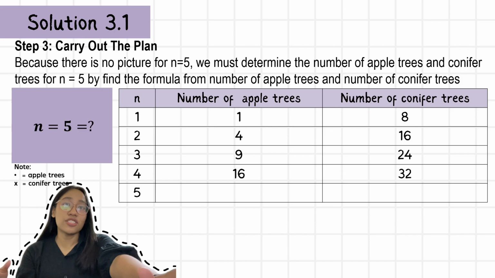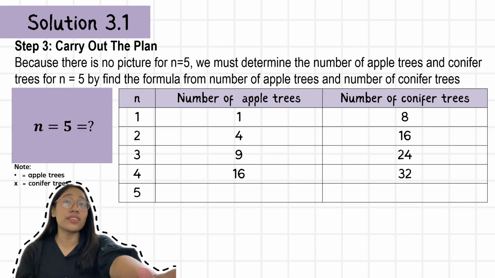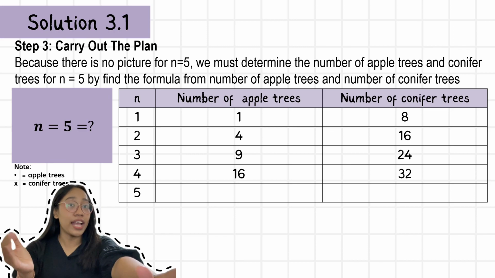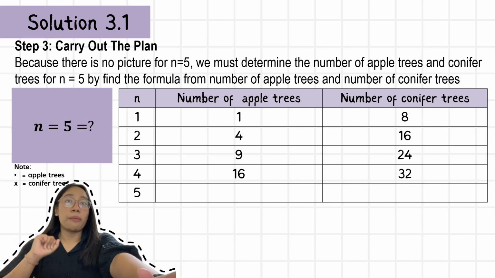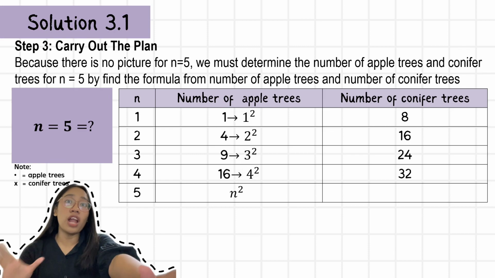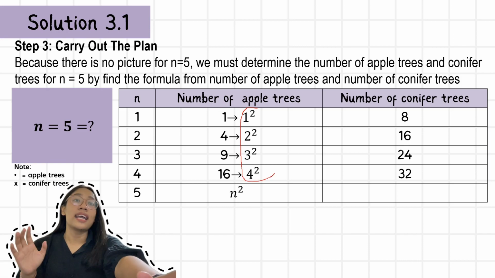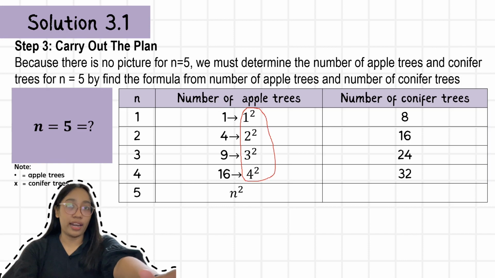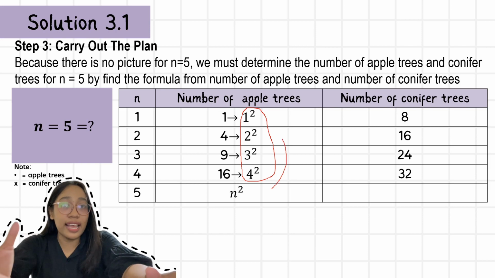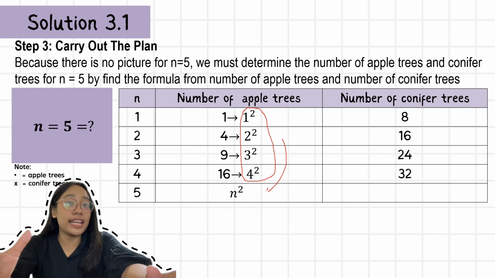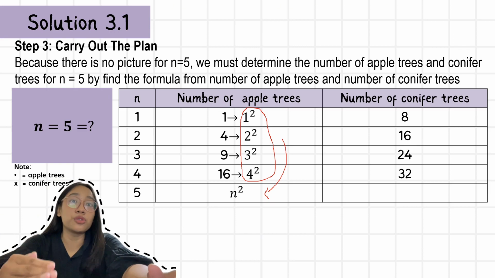Because there is no picture for n is equal to 5, we must determine the number of apple trees and conifer trees for n is equal to 5 by finding the formula for the number of apple trees and the number of conifer trees. From n is equal to 1 until 4, we can get the formula. First, for the number of apple trees, the formula is n squared, because if n is equal to 1, we get 1, which is equal to 1 squared. And then if n is equal to 2, we get the number of apple trees is equal to 4, it is like 2 squared.